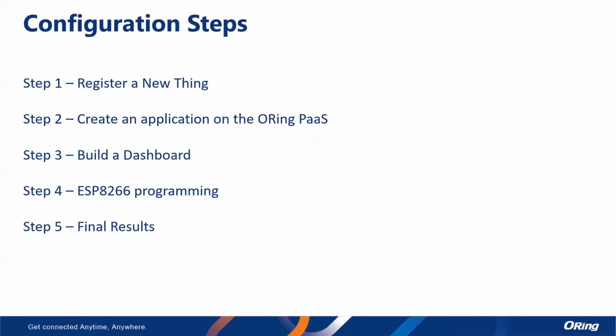So for the configuration steps, I will show you just 5 steps that we need to establish the connectivity. Actually just 4, because the 5th step is already the final result of our work. So first of all, we start from registering a new thing in the cloud platform. Then we'll create an application on the PaaS. The next step will be building a dashboard in Node-RED. And then I will show you some background information about ESP8266 module programming.